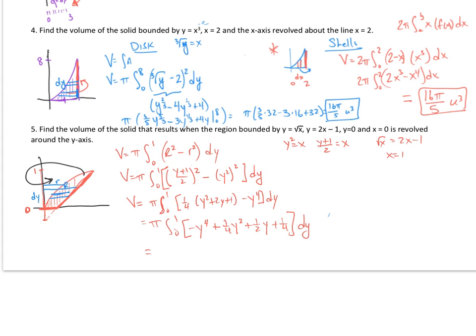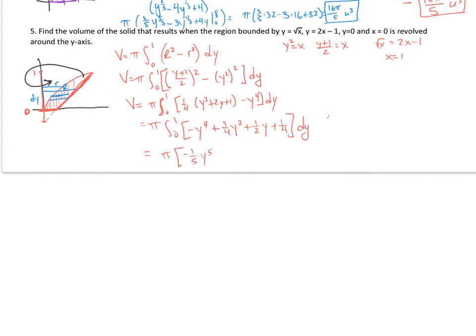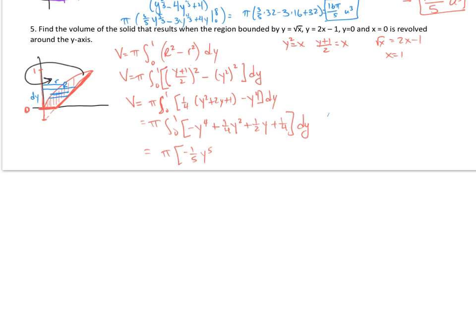All right, let's go ahead and integrate this. We end up with pi times negative 1/5 y to the 5th plus 1/12 y to the 3rd plus 1/4 y squared plus 1/4 y on the bounds from 0 to 1, and plugging this in, you get pi times negative 1/5 plus 1/12 plus 1/4 plus 1/4. All this ends up being, in the end, 23/60 pi cubic units.